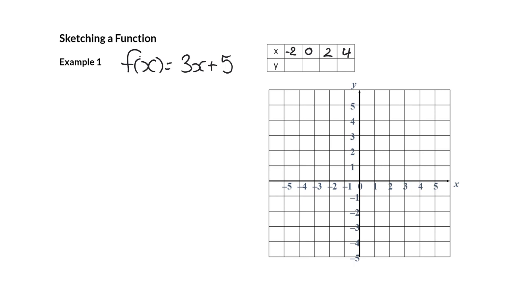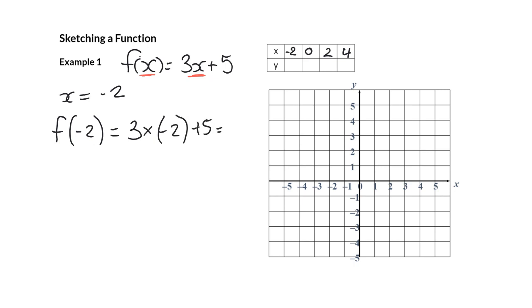So if I take x equals minus 2, then what I've actually got is f of minus 2, and as I mentioned before, everywhere we see an x, we'll replace it with the minus 2. So what we've actually got is 3 times minus 2 plus 5. So 3 times minus 2 is minus 6, plus 5 is minus 1.